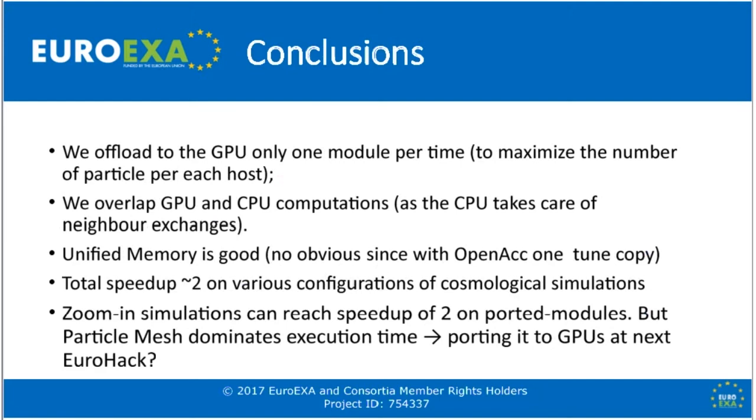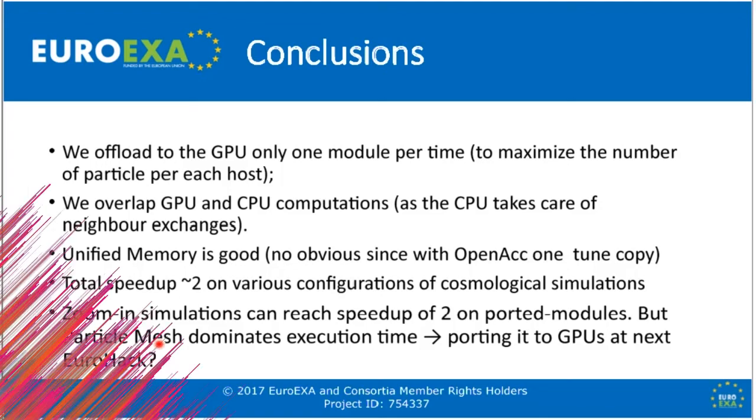And then we are at the conclusions. We decided to offload one module at a time to maximize the number of particles per host. We overlap the GPU and CPU computations. We tried unified memory, and we are very happy with it. We always find a total speed up of 2 with various configurations. And we now have a new bottleneck, the particle mesh, which is done with FFTW, and we may think about how to port it to GPUs. Thanks.